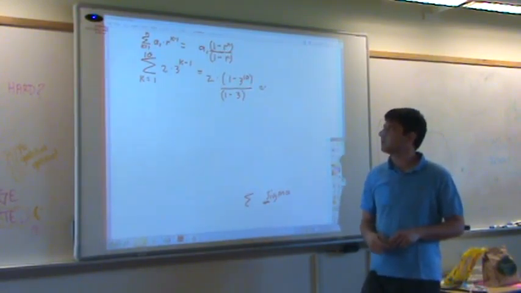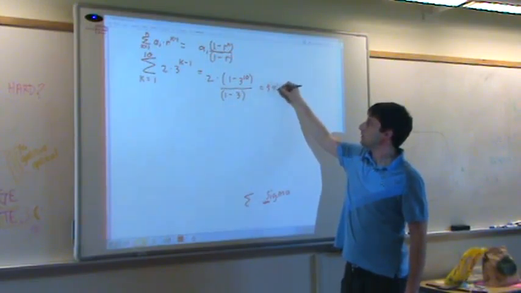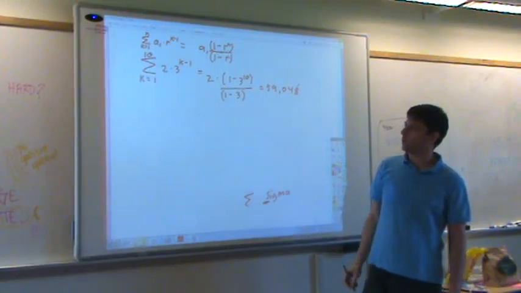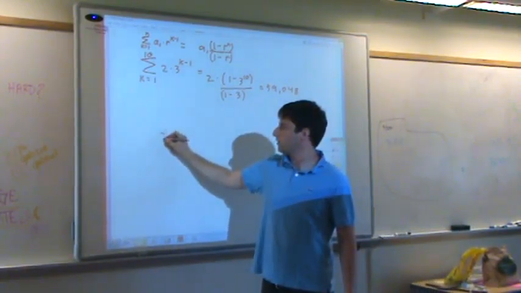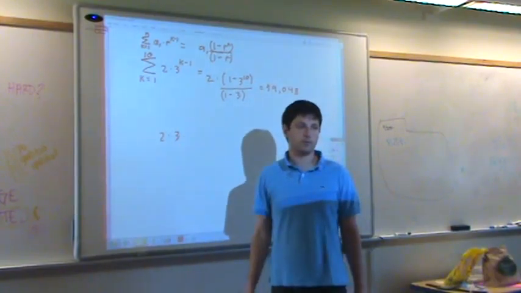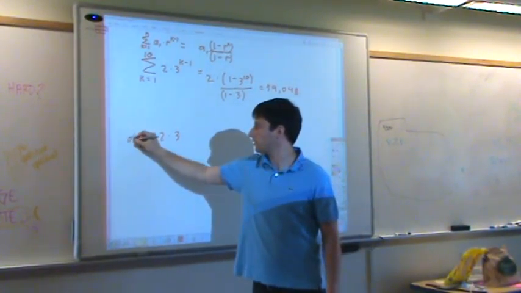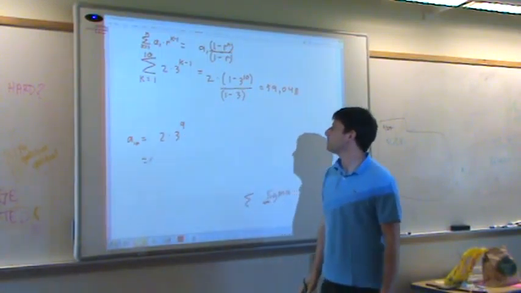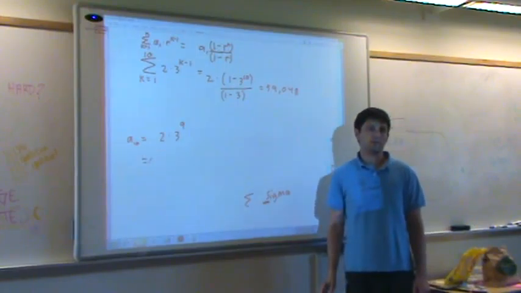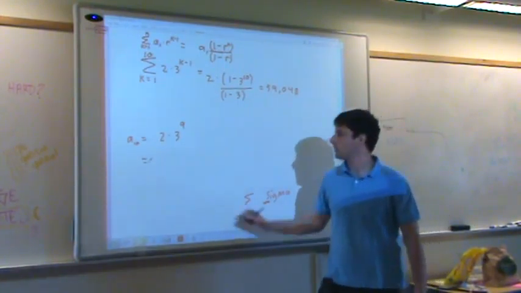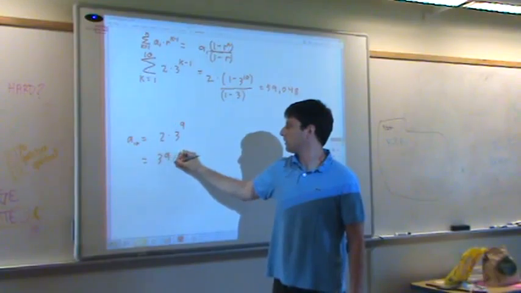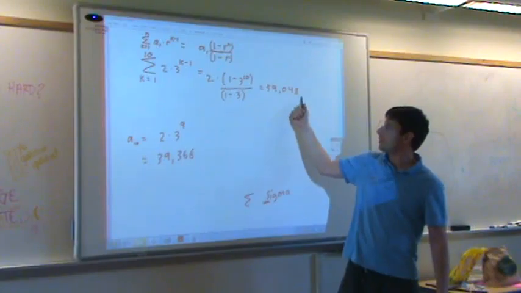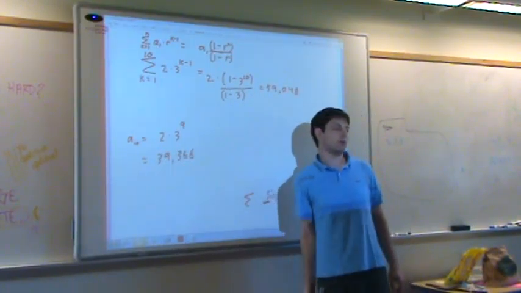What do you got? 59,048. What is the 10th term of this sequence? It would be 2 times 3 to the what? Just for the 10th term? 10 minus 1. Good. What does that equal? It better be less than 59,000. Probably about 30,000. 39,366. Okay, so right there you've got it. This adds up all the terms. This tells you what the 10th term is.